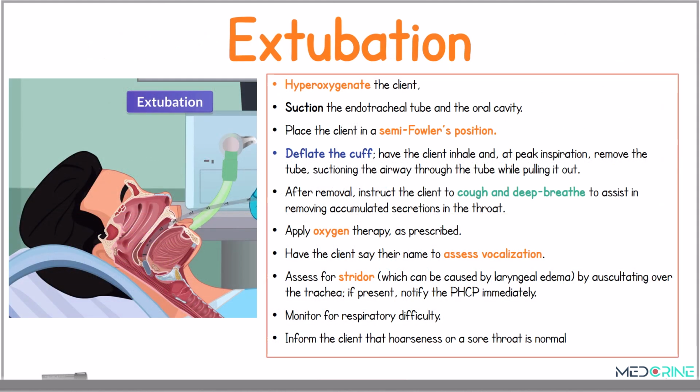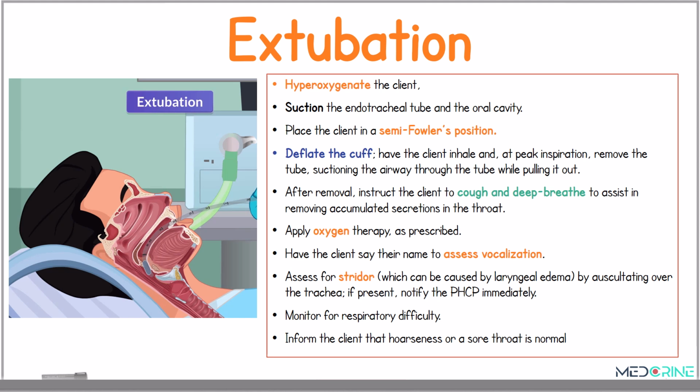And lastly, once our patient has received all the therapy that requires intubation, we need to extubate the patient at the right time. During extubation, you first hyperoxygenate the patient with 100% oxygen, then suction the endotracheal tube and the oral cavity. At that point, you place the client in a semi-Fowler's position and deflate the cuff, have the client inhale, and at peak inspiration, remove the tube, suctioning the airway through the tube while you're pulling it out.